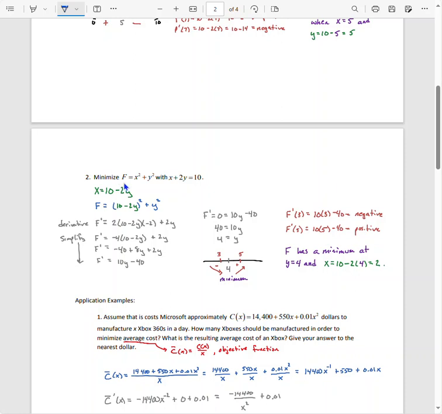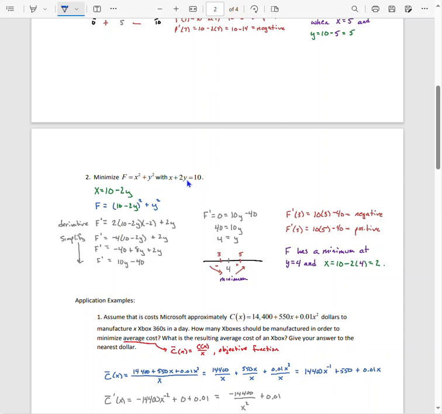Let's minimize the function f. This is actually based on a famous sequence, I believe. F equals x squared plus y squared with the constraint that x plus 2y equals 10. All right, so what we want to minimize has two variables. Let's get rid of one of them.